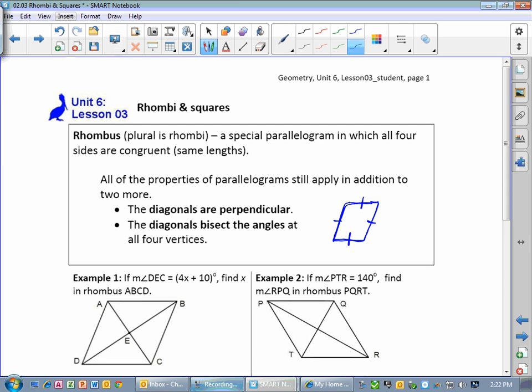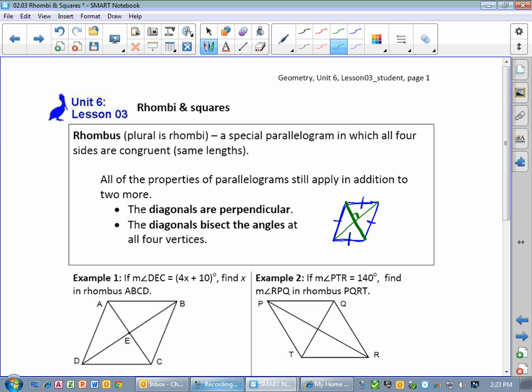Okay, so again, we got a rhombus, 4 congruent sides. Two other properties, though, in addition to parallelograms. One, not only do the diagonals bisect each other, the diagonals are actually perpendicular. Now, what does that mean if they're perpendicular? They form a right angle where they intersect. So that means that right there is a right angle. Okay? In fact, all 4 angles around there would be right angles, right?